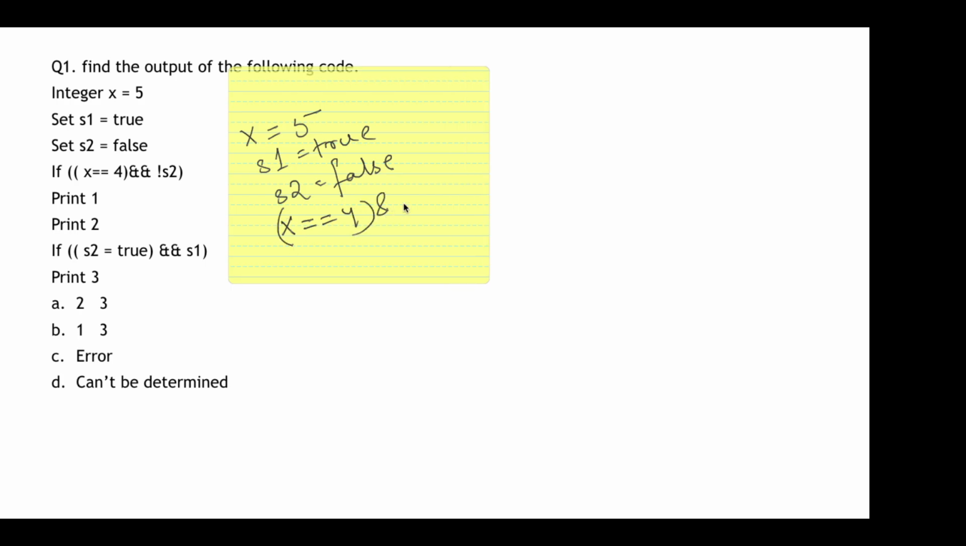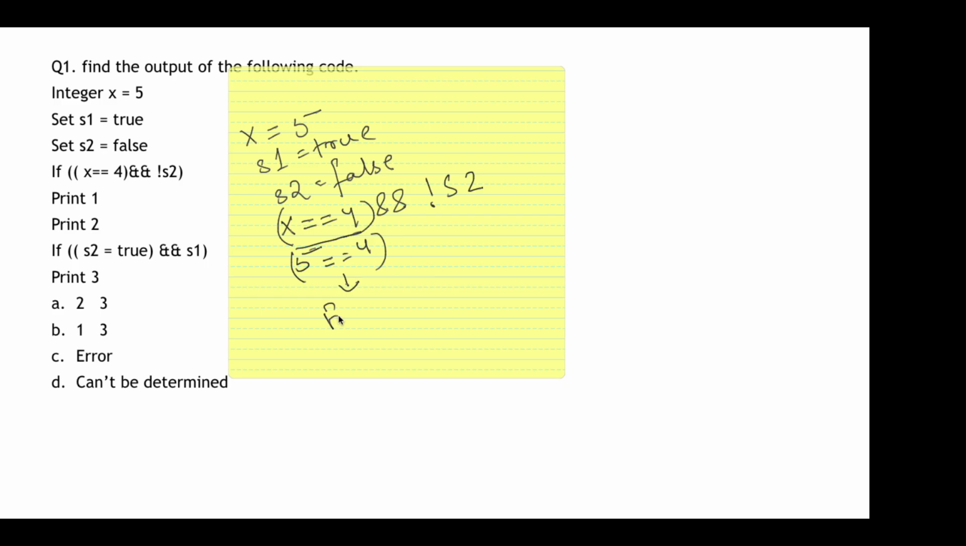Now you can see x is given the value of 5, S1 is set to true, S2 is set to false, okay? Now there is a condition: x equal to 4 and not of S2. First we are going to check the bracket, okay. So we know x value is 5, 5 equal to 4, the answer will be false. This is not true, so it returns false. And then there is an AND operator, then not of S2.